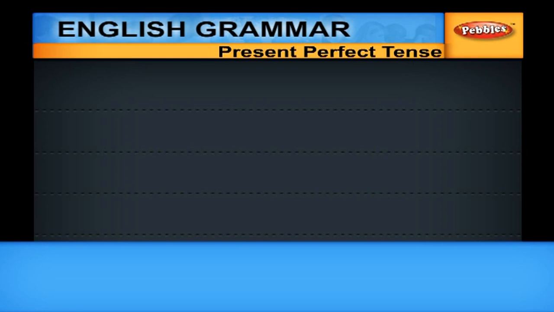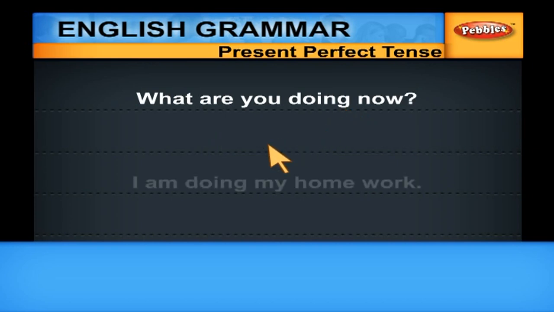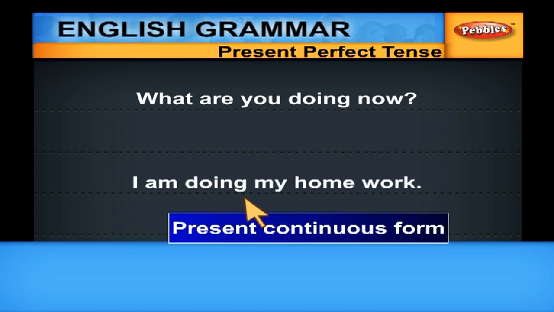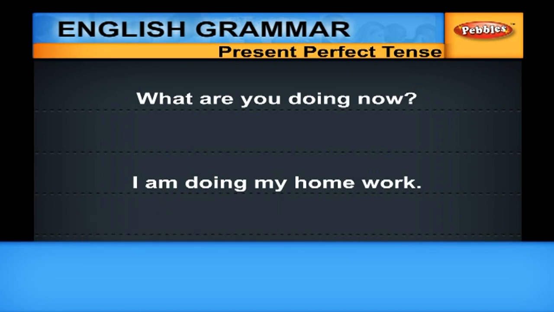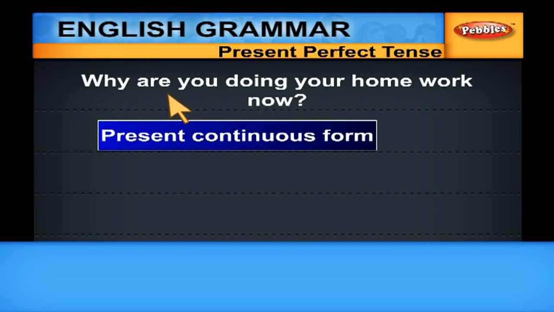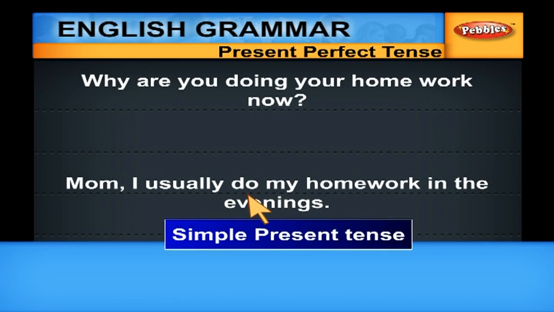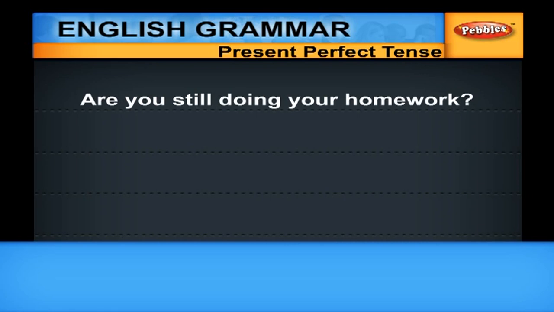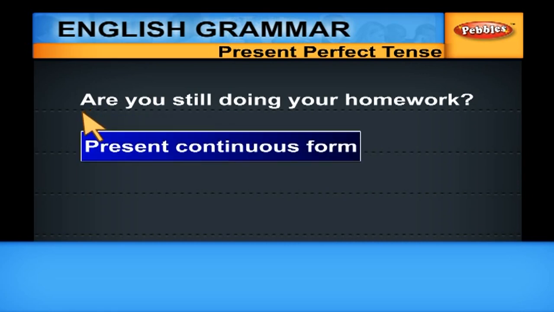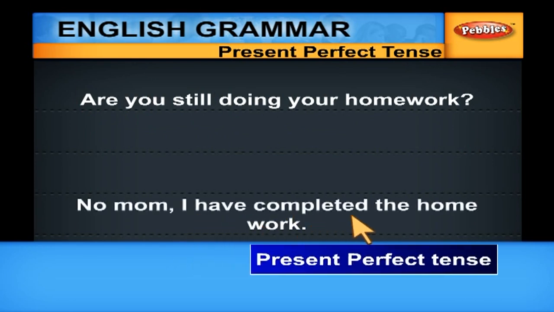So, we have seen three constructions here. What are you doing now? It is in present continuous form. I am doing my homework. Again, it is in present continuous. Why are you doing your homework now? This is also present continuous. Mom, I usually do my homework in the evenings. It is in simple present. Are you still doing your homework? It is in present continuous. No, Mom, I have completed the homework. It is in present perfect.